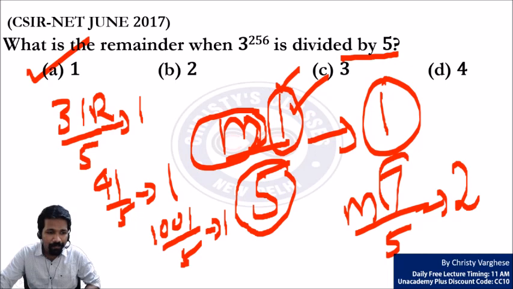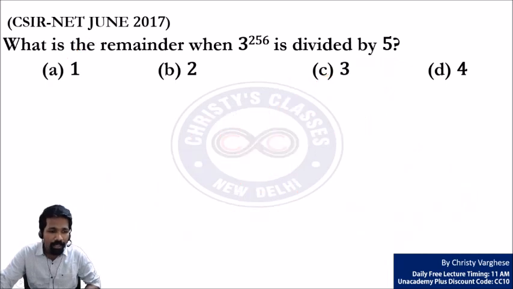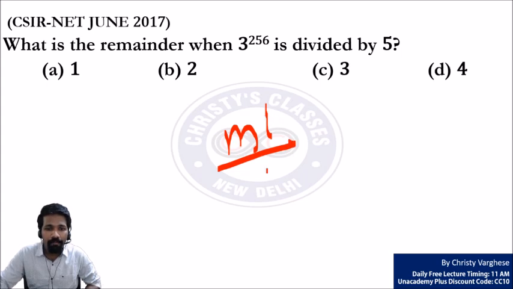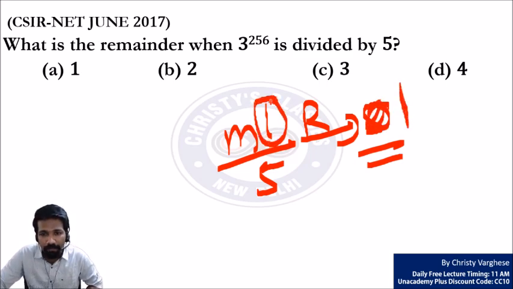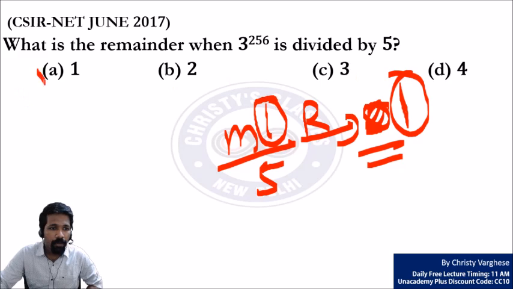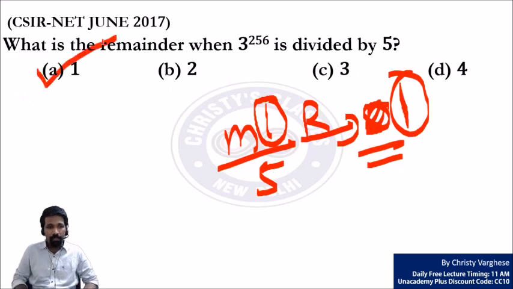In this question, the only thing needed is, when you get that the last digit is 1, a number ending in 1 divided by 5, the remainder can only be the last digit of the number, 1 itself. That is why option A is the answer. So this was the June 2017 question.